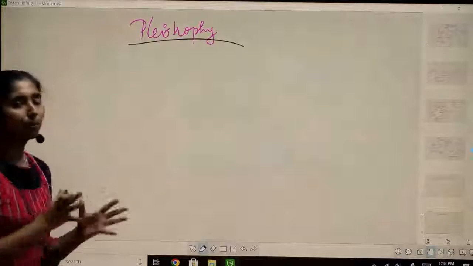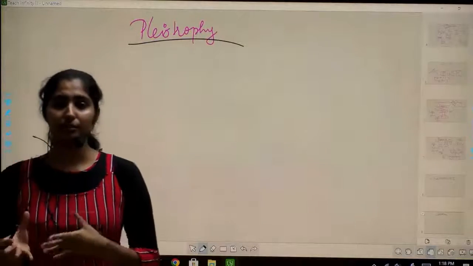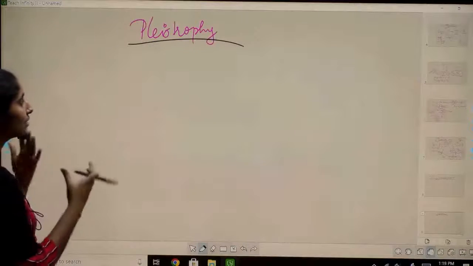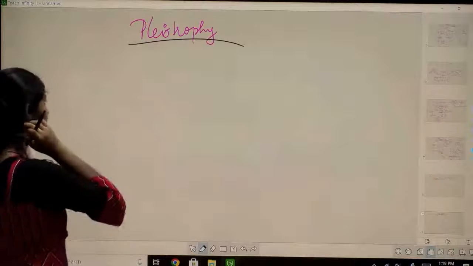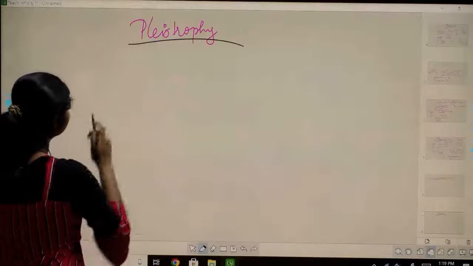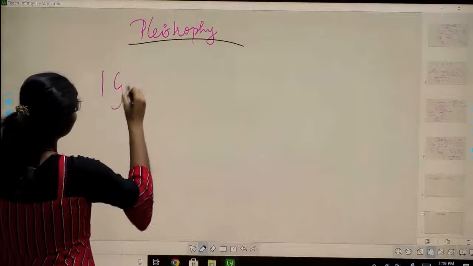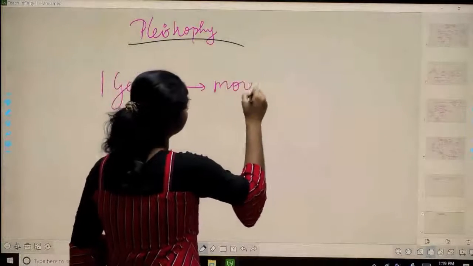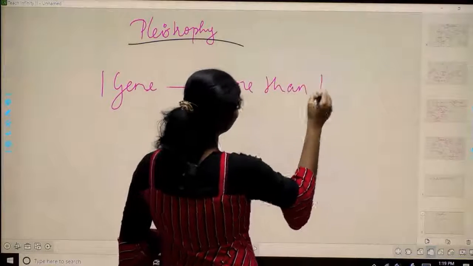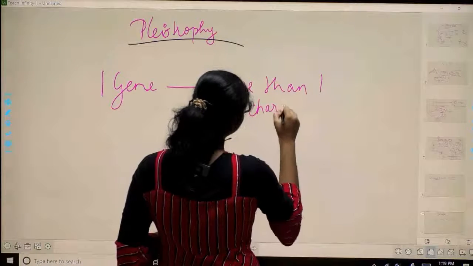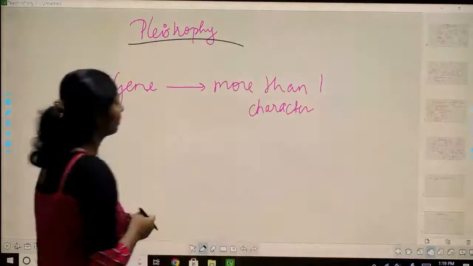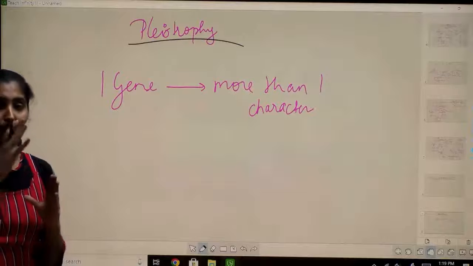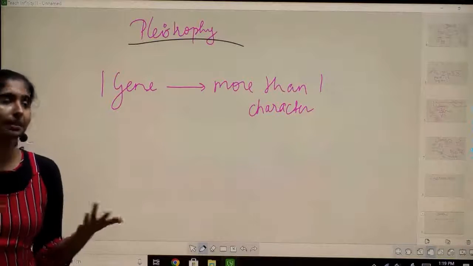So till now what we have seen is one gene is responsible for one particular character. But in case of pleiotrophy, there is a bit sort of difference. What we see here is a deviation. Here, one gene is responsible for more than one character. So pleiotrophy can be seen when one gene not only regulates one character but also multiple characters.